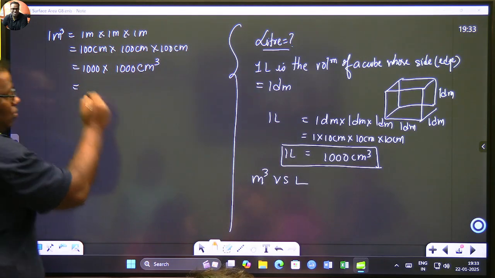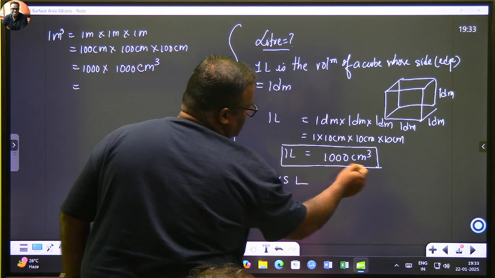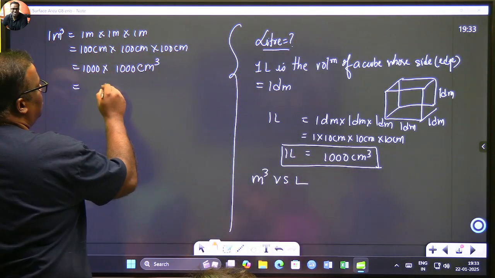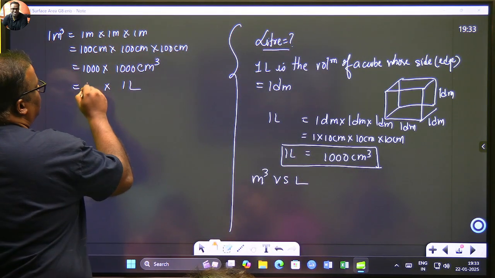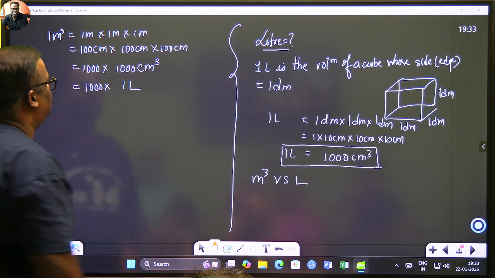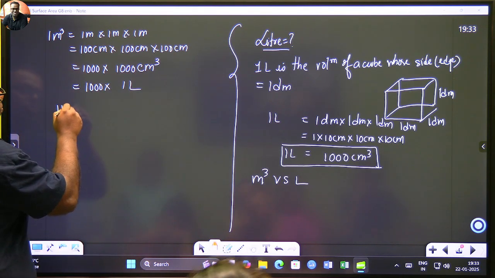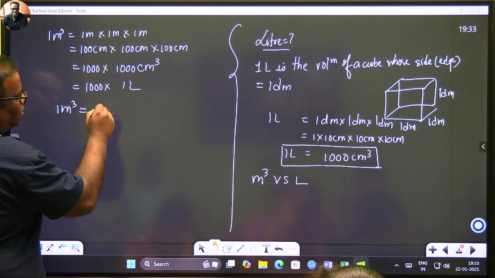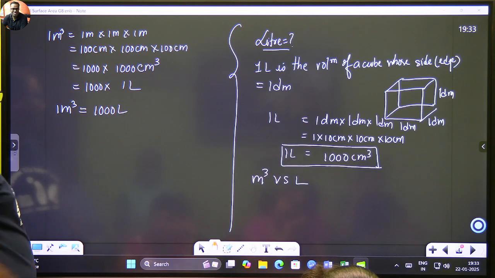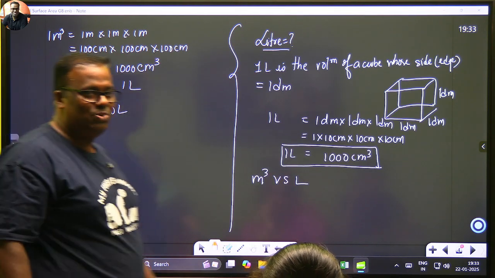You have just now deduced what is 1000 centimeter cube. What is 1000 centimeter cube? 1 liter. And you have 1000 this side. Okay? So 1 meter cube is equal to 1000 liters.